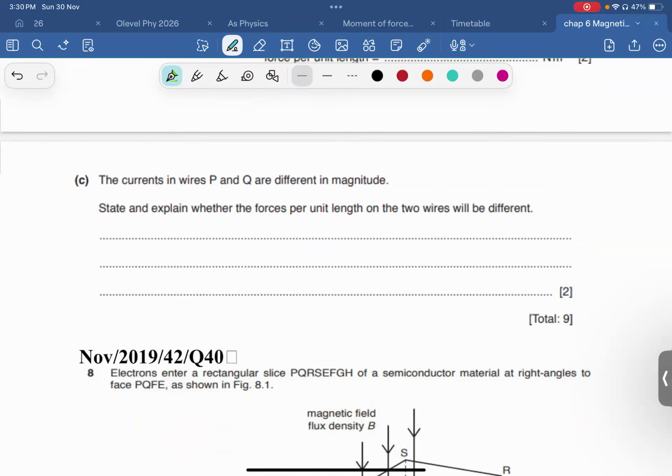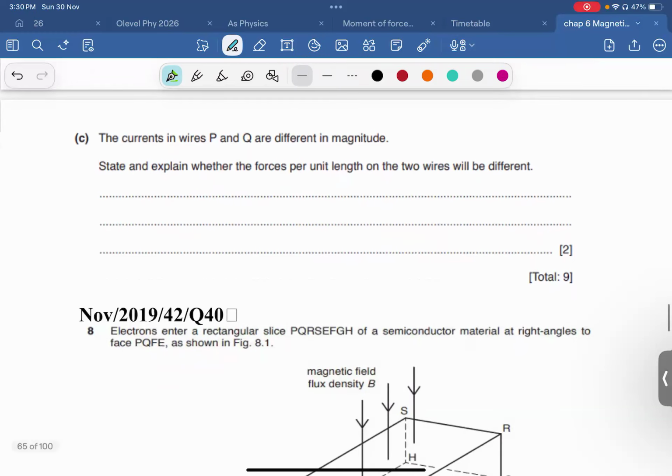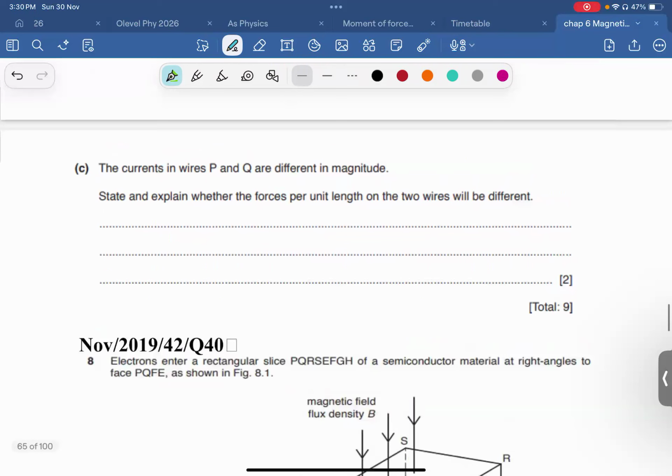The currents in wires P and Q are different in magnitude. State and explain whether the forces per unit length on the two wires will be different. Will it be different or will it be same? What do you say? Different. Any reason for that? Because the current is different.